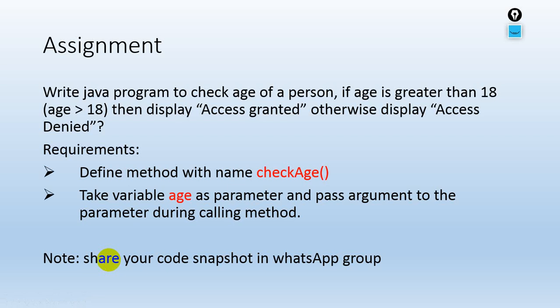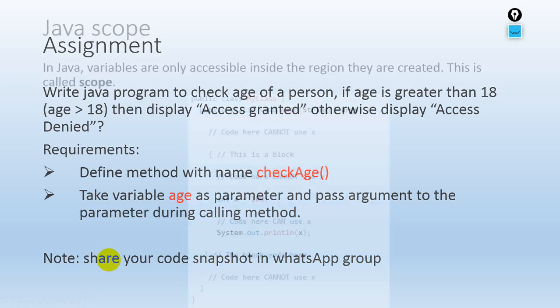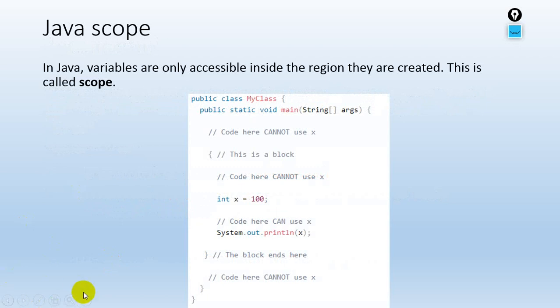Next, what we have here is Java scope. What is meant by Java scope? In Java, variables are only accessible inside the region they are created. This is called a scope. So what is meant by scope?